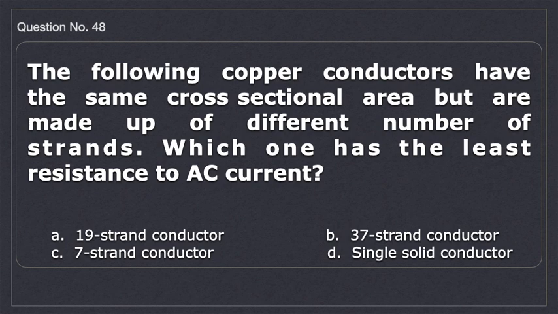Question number 48. The following copper conductors have the same cross-sectional area, but are made up of different numbers of strands. Which one has the least resistance to AC current? A. 19-strand conductor. B. 37-strand conductor. C. 7-strand conductor. D. Single solid conductor. Answer D. Single solid conductor.